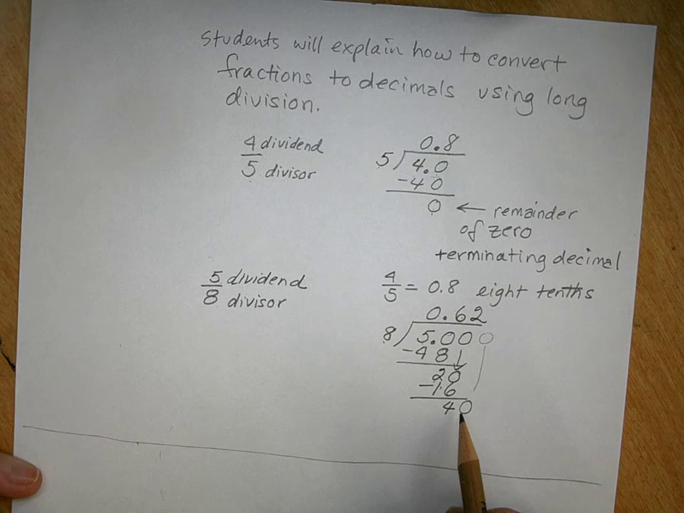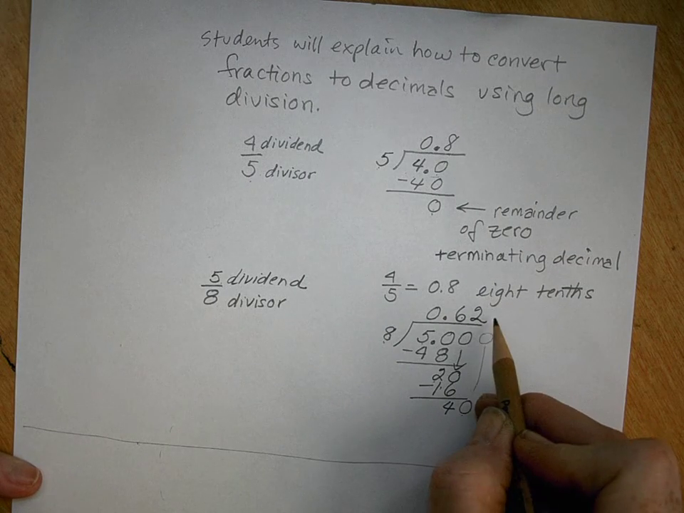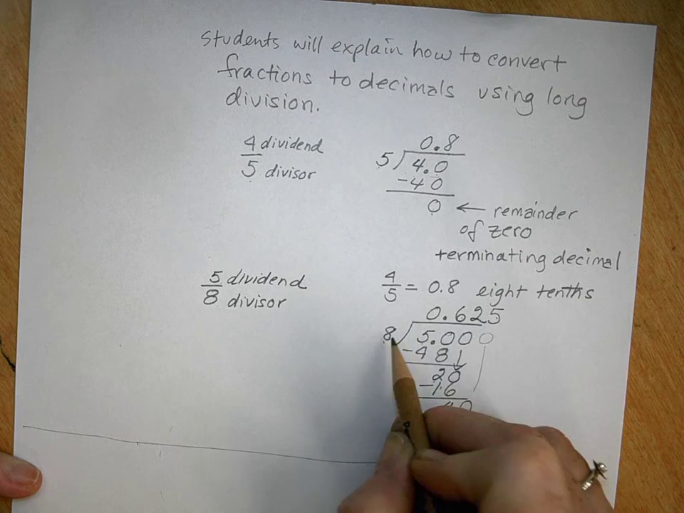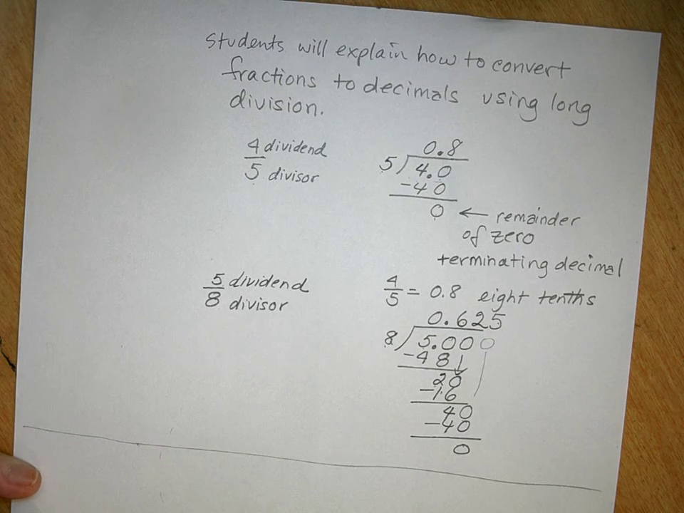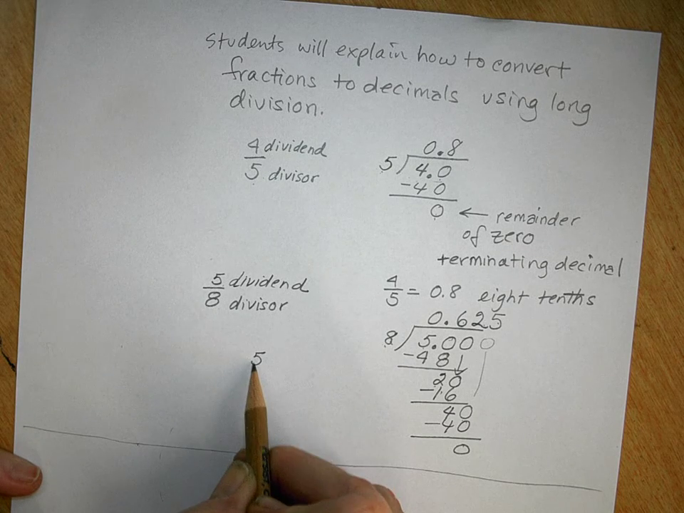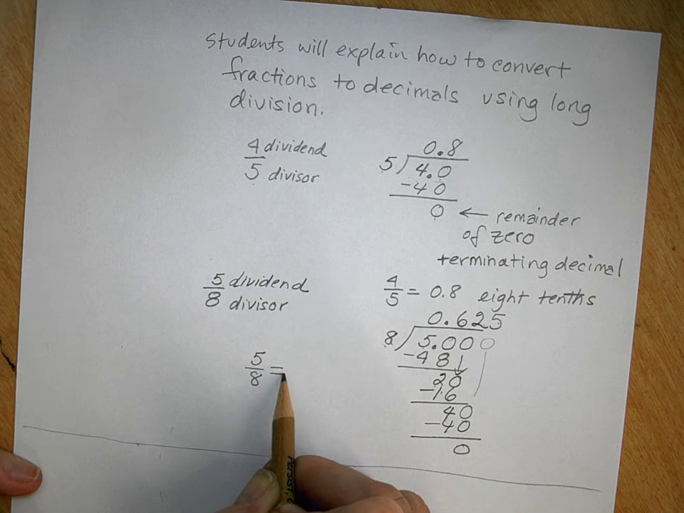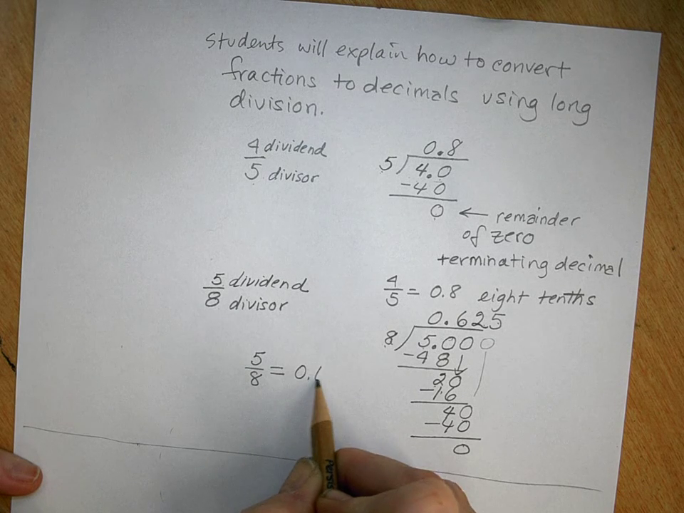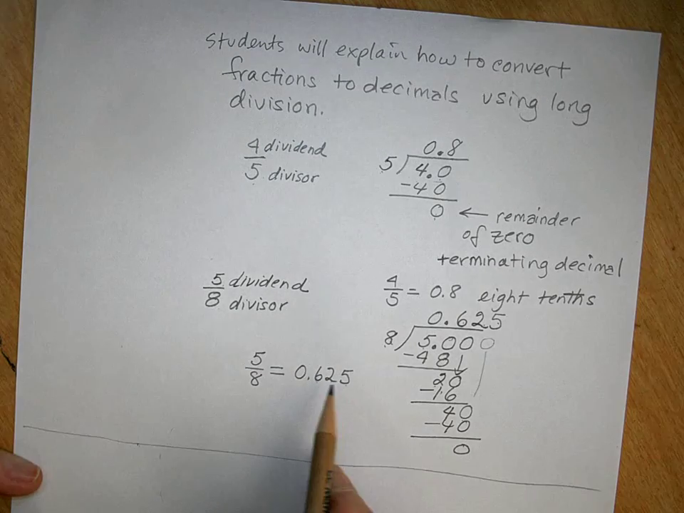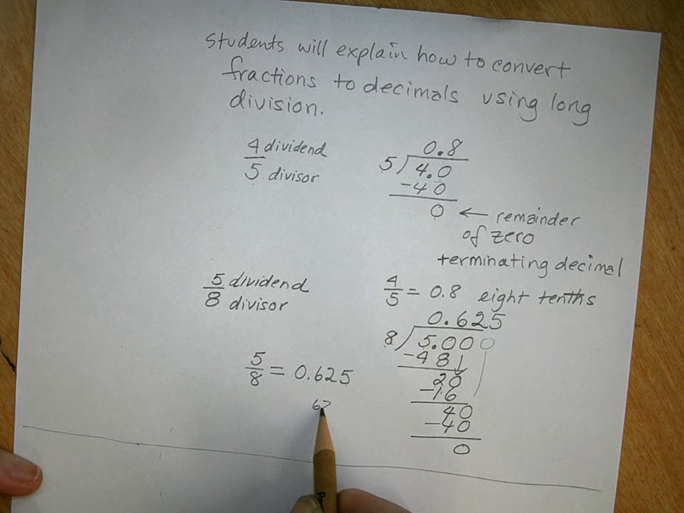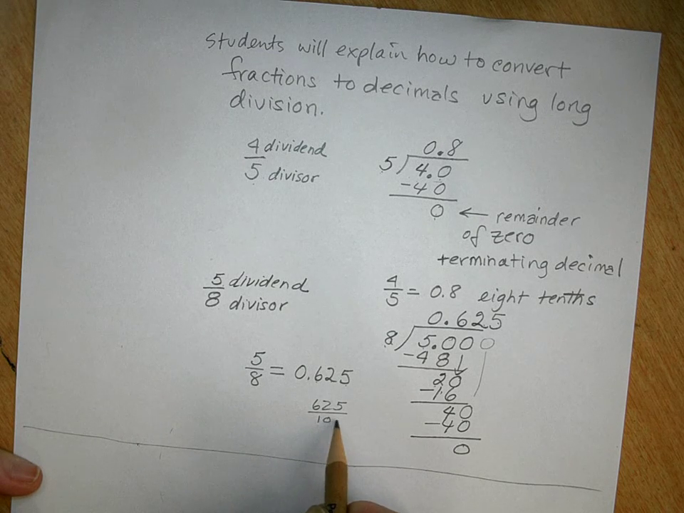So 8 divides into 40. Let's see, it'll go 5 times. 5 times 8 is 40, and I have a remainder of 0. That means this is also a terminating decimal. So 5/8 is equal to 0.625, or 625 thousandths. That's how I would say that.